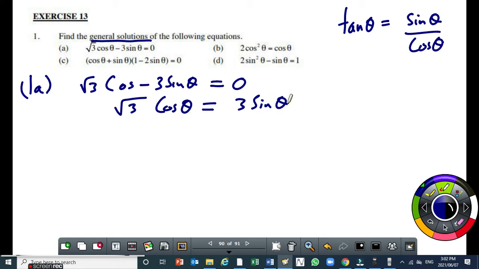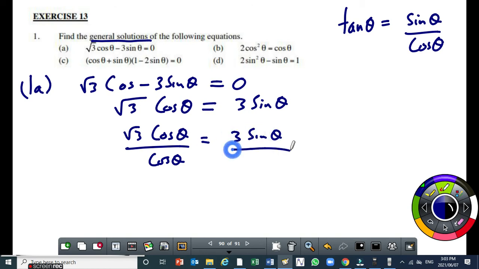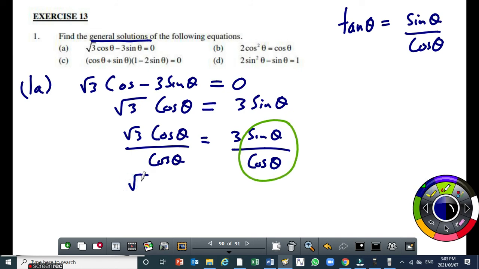Right? Like that. Then you divide both sides. Now, in this case, if you want to create tan, my suggestion is divide both sides by cos theta. So you say square root of 3 cos theta over cos theta is equal to 3 sine theta over cos theta. Now once you do this, this part here will give you tan. So you end up having square root of 3 equal to 3 tan theta.